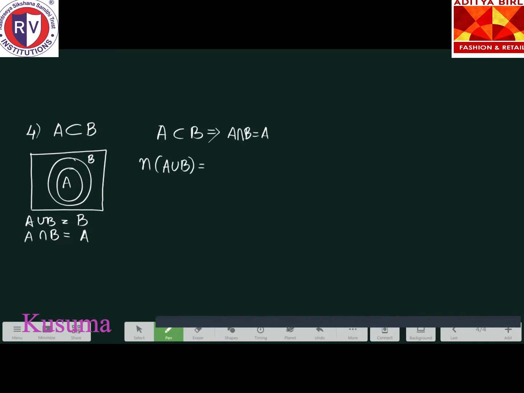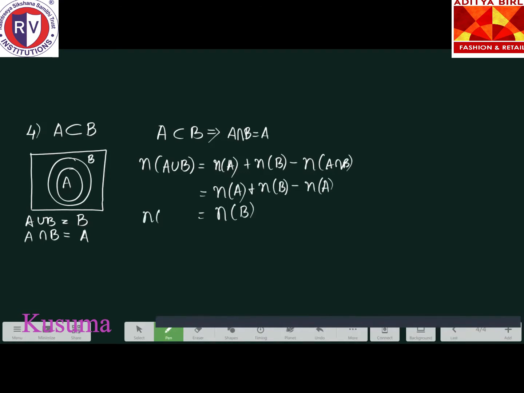We know that N of A union B is given by N of A plus N of B minus N of A intersection B. Since A intersection B is nothing but A, N of A intersection B will be equal to N of A. So this will be N of A plus N of B minus N of A. Plus N of A and minus N of A get cancelled to give us N of B. That is, N of A union B will be equal to N of B.